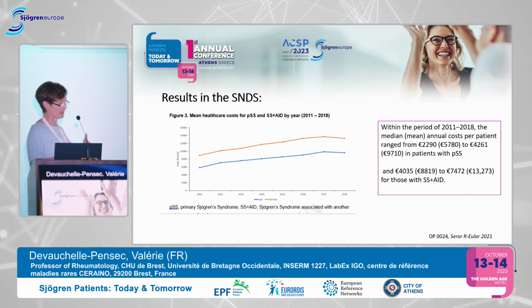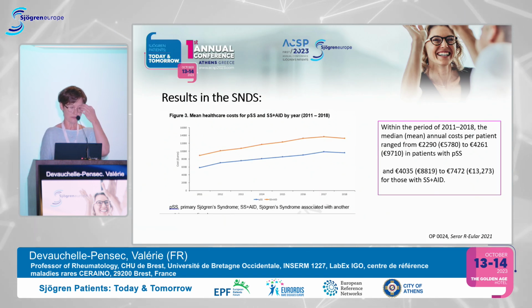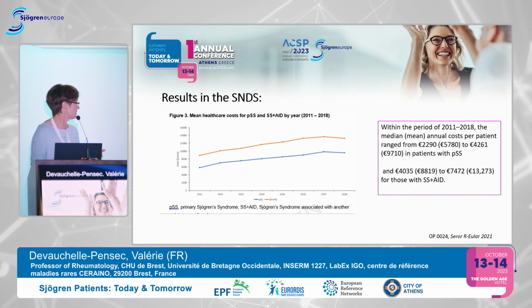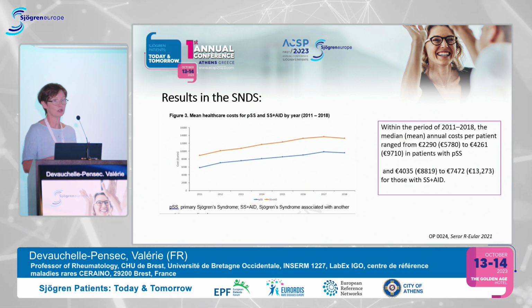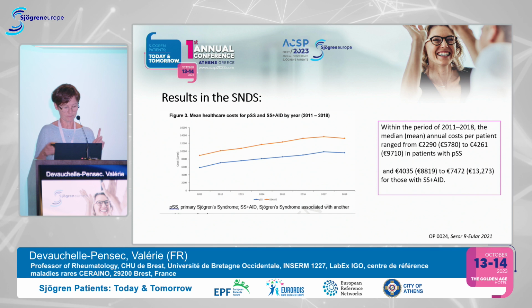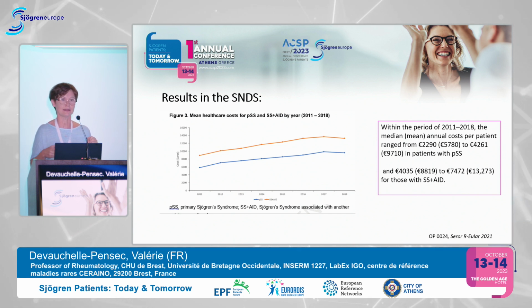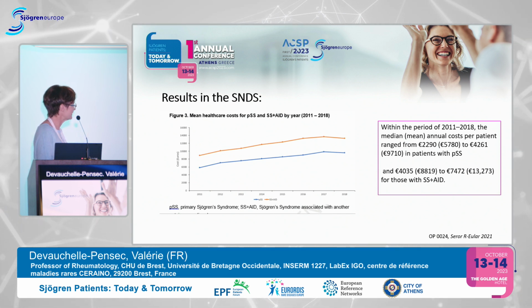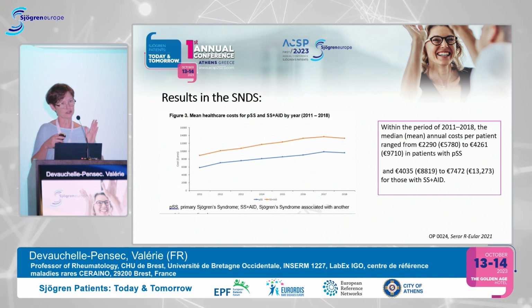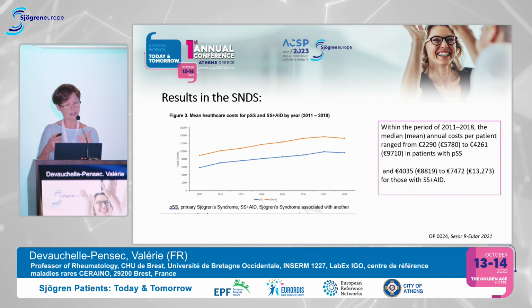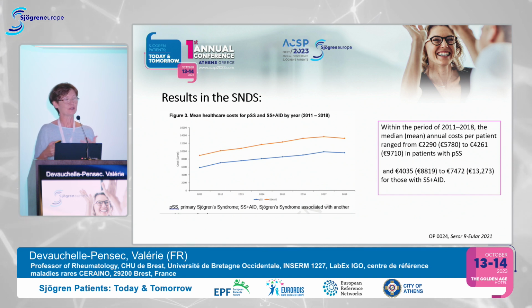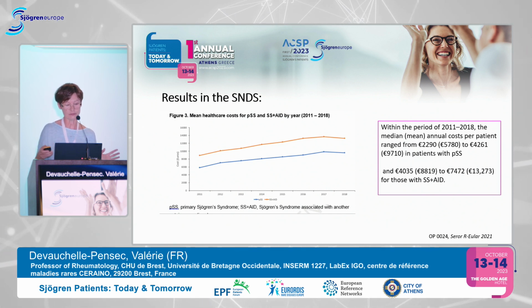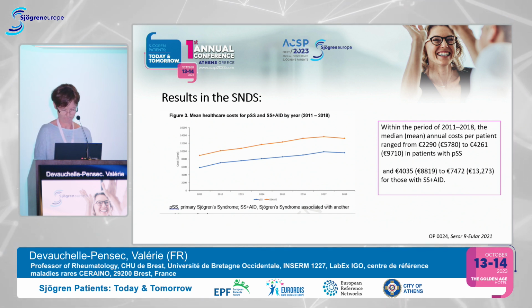We were also interested in other things, and it was the cost. The healthcare cost of Sjögren and Sjögren with other autoimmune disease. And we were very surprised, and authorities were surprised, by the cost of Sjögren. They imagined before our study that it was less than what we found. Of course, it's less expensive than Sjögren with another autoimmune disease, because clearly for other autoimmune disease, you have some treatment, but for Sjögren, despite the lack of treatment, the cost is elevated.